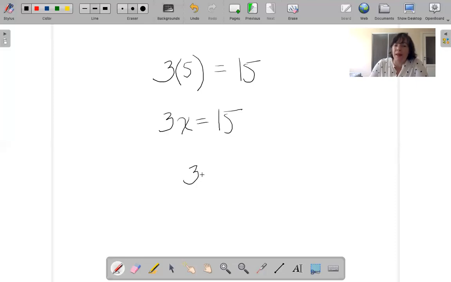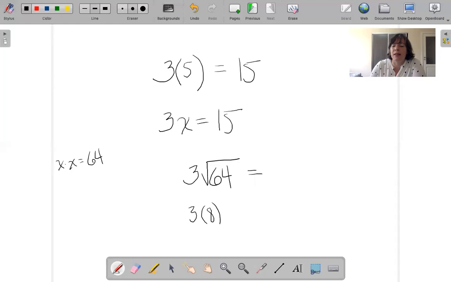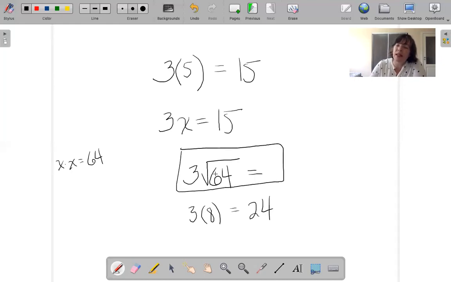So if I say 3 times the square root of 64, I know it looks intimidating, but it's not. We're just multiplying. What's the square root of 64? x times x equals 64. x is 8, right? So it's just 3 times 8 equals 24. It's something that looks complicated that doesn't have to be complicated at all.